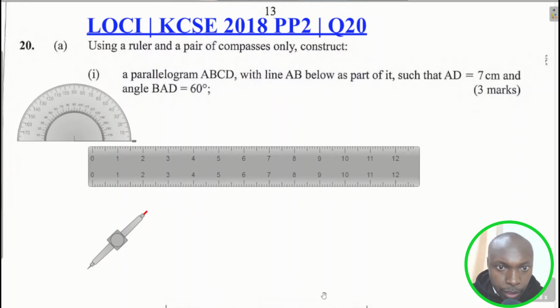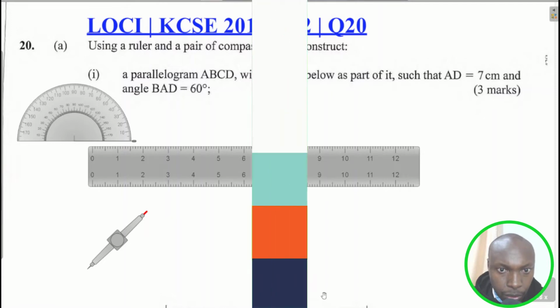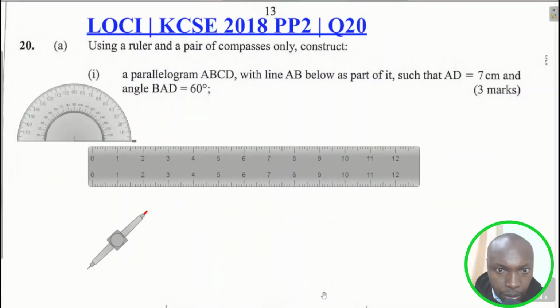Hello everyone and welcome to the lesson KCSE 2018 Paper 2 question number 20. The question is on loci. Part A of the question: using a ruler and a pair of compasses only, construct a parallelogram ABCD with line AB below as part of it, such that AD is equal to 7 centimeters and angle BAD is equal to 60 degrees. That is the first part.